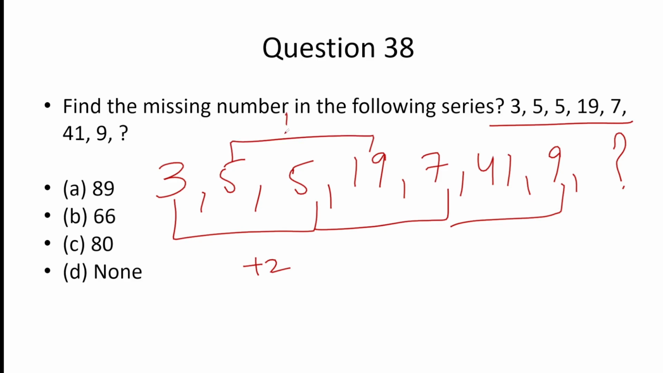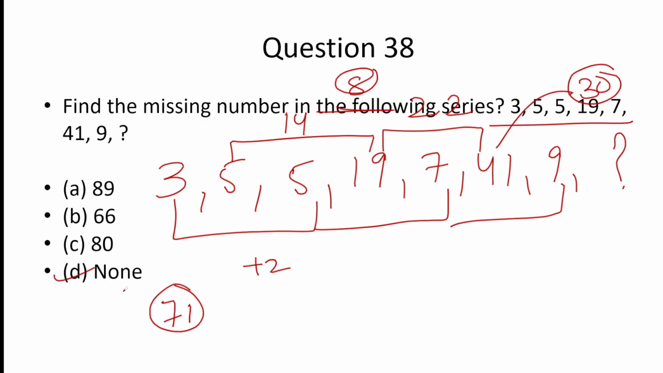19 to 41. Okay. 19 to 41, what is the gap? 22. Okay. What is the difference of these two? 8. It means the next term will be 22 plus 8, which means 30. So 41 plus 30, it should be 71. So none of these, 71 would be the option.